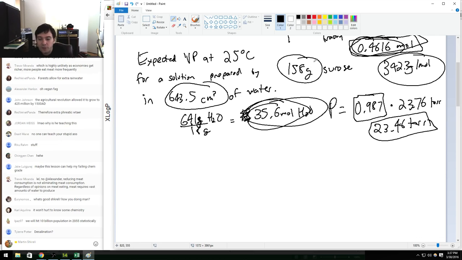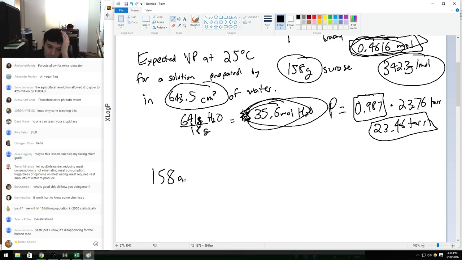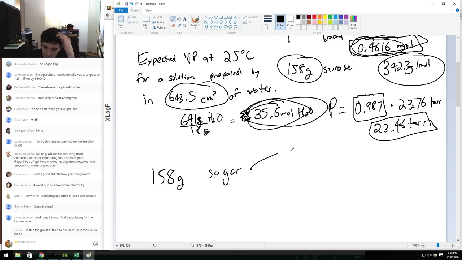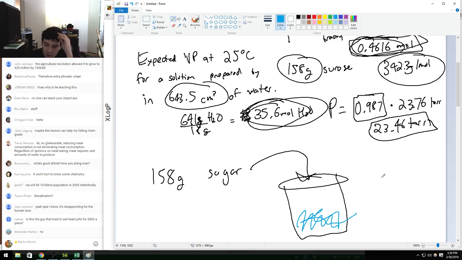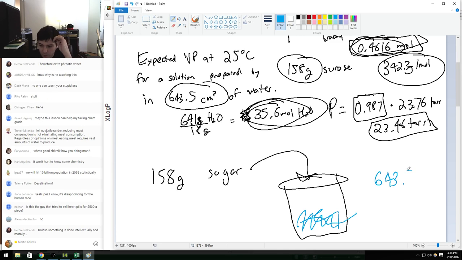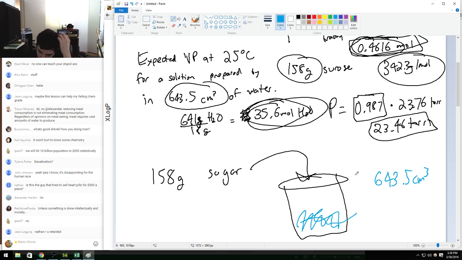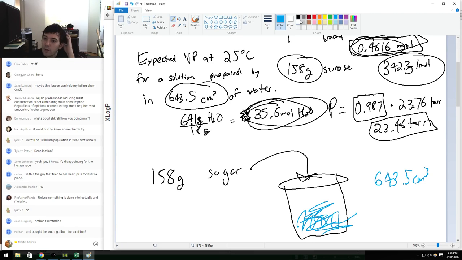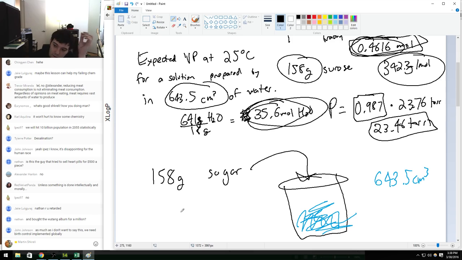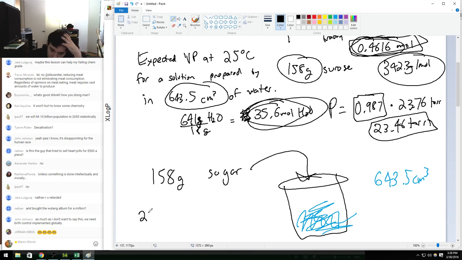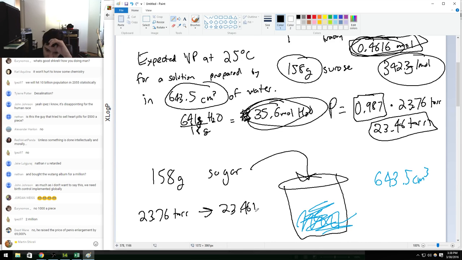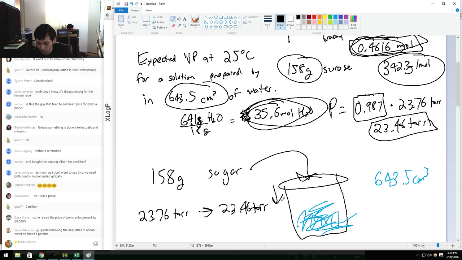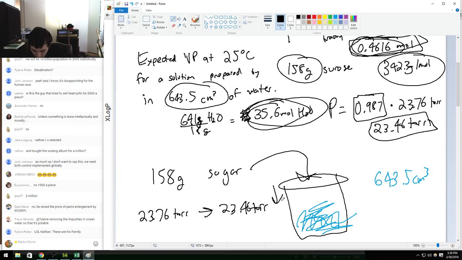We added 158 grams of sugar into 643.5 cubic centimeters of water. And the vapor pressure went from 23.76 torr to 23.46 torr. So the sugar reduced the vapor pressure. And we're going to see that quite a bit.